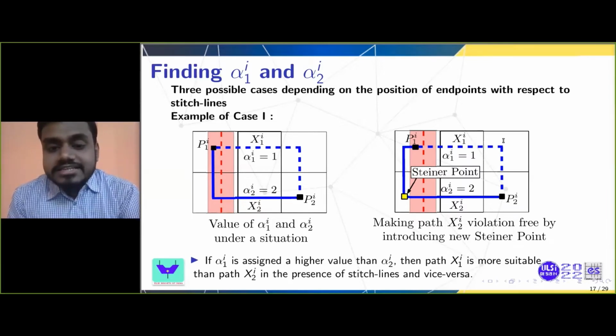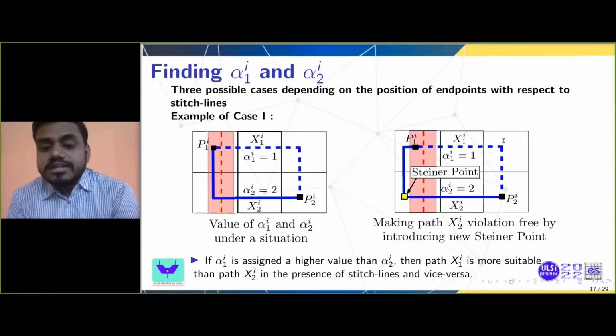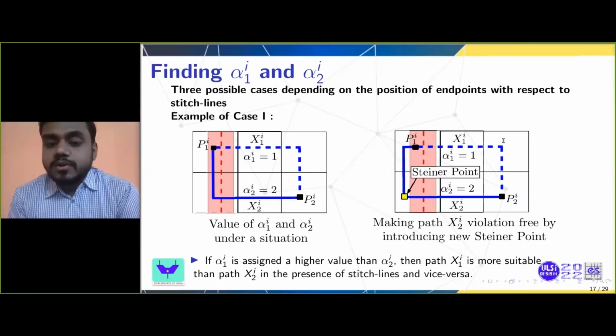We can handle this short polygon in the global routing phase itself. We can introduce a Steiner point outside the stitch unfriendly region, as shown in the rightmost figure, to eliminate the chance of occurrence of short polygon at the junction. Hence, path x2 is better as compared with path x1. So we assign higher weight to alpha 2 than alpha 1. A higher weight means a higher preference for selecting a particular candidate path over the other.